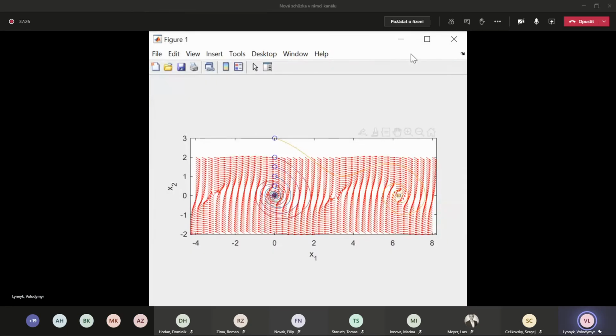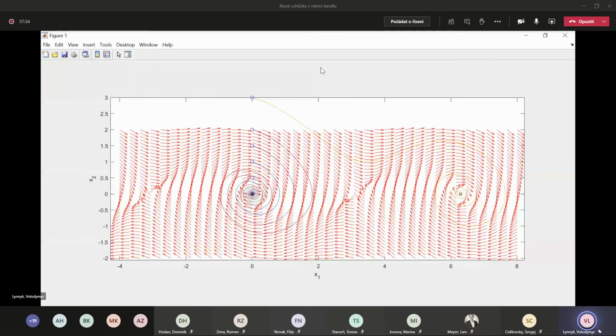Okay, here you can see that I start with initial condition x1 equal to 0, x2 equal to 3, and then the pendulum makes one rotation and then goes to 0. One full rotation. Any questions here?